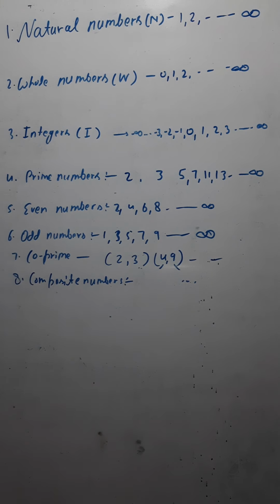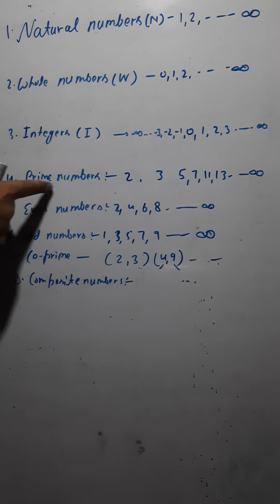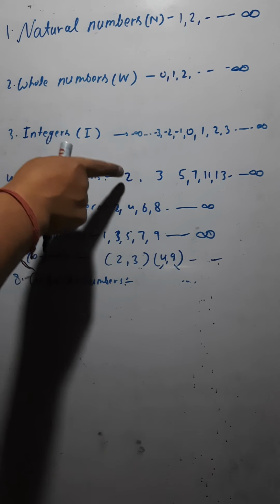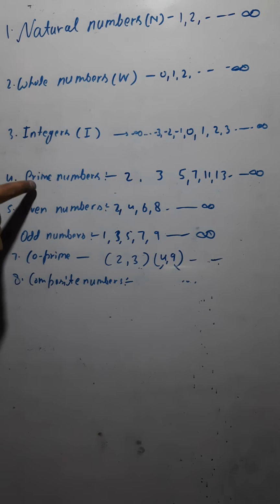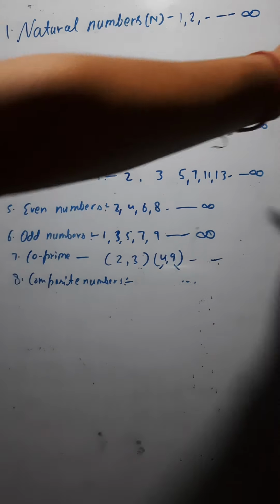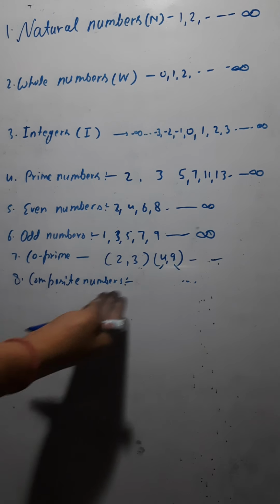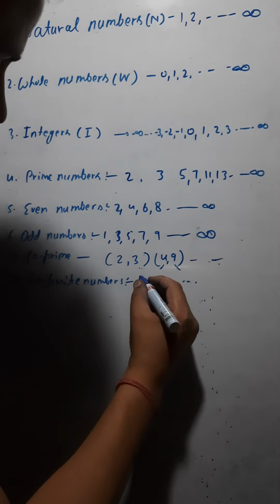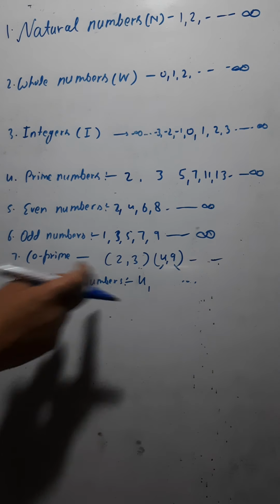The numbers which have more than 2 factors, just vice versa to the prime numbers. Prime numbers means the numbers which have only 2 factors, that means the number itself and 1. And the numbers which have more than 2 factors, you would be calling such numbers composite numbers. For example, starting from 4, the smallest composite number is 4.